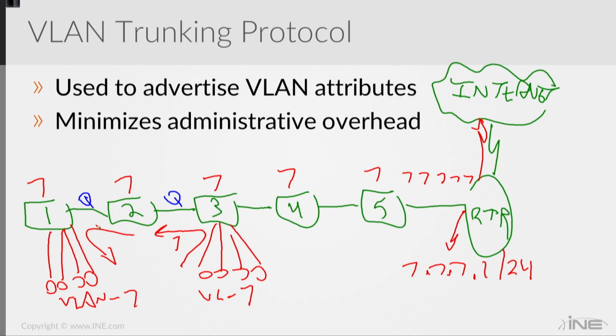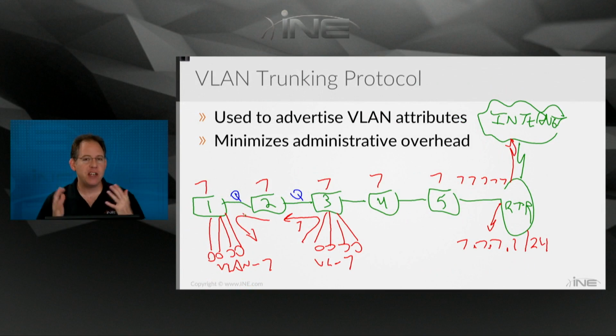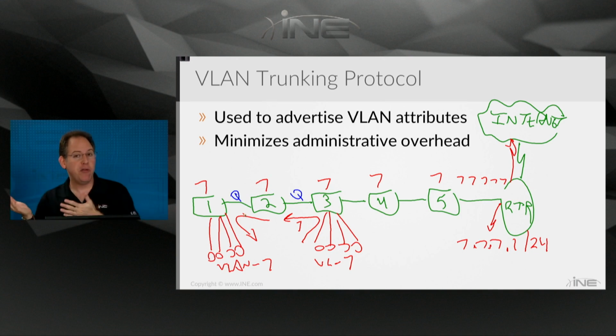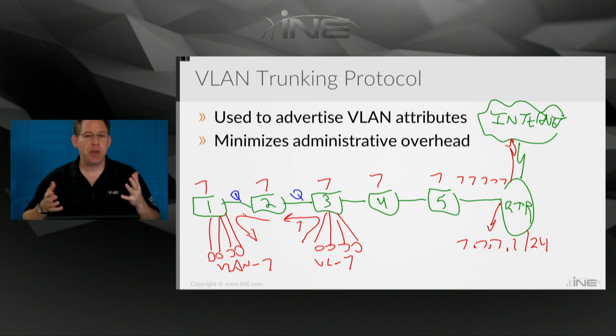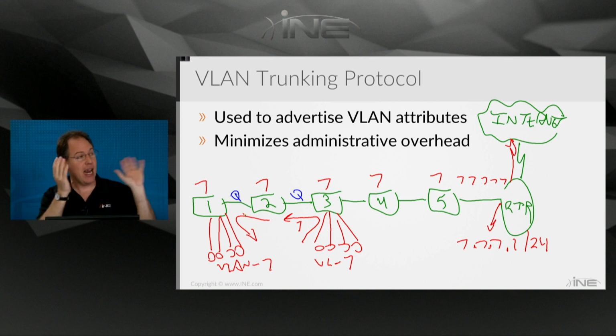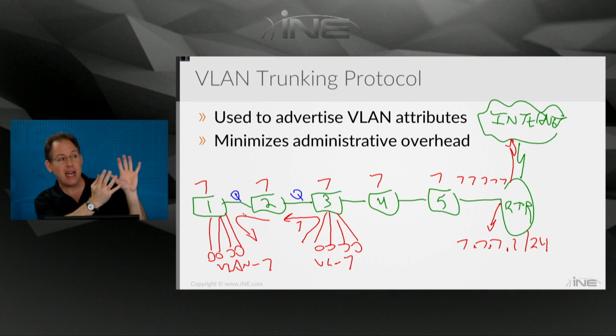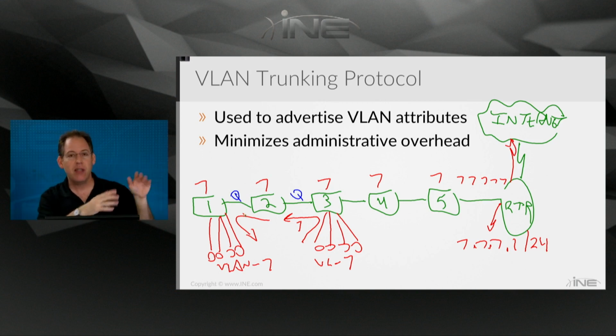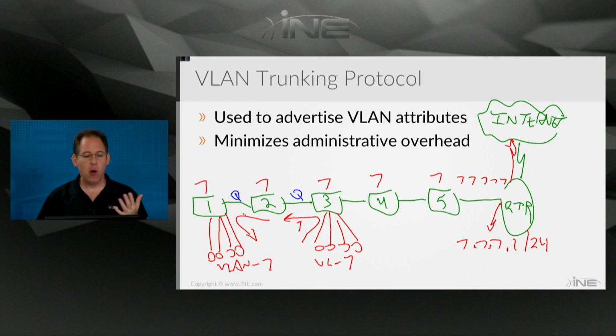And this is what VTP was designed to solve. VTP is a feature that says, look, if I want to add VLANs or if I want to remove VLANs, I don't need to go onto each switch one by one and do that. How about I just go onto one switch, create my VLAN there, or delete an existing VLAN, and have that one switch tell all the other switches. Say, hey, here's a new VLAN, add this. Or hey, here's a VLAN that's deleted, get rid of it. That's the VLAN trunking protocol, a way of advertising VLAN attributes, like this is a new VLAN, or this is a deleted VLAN.